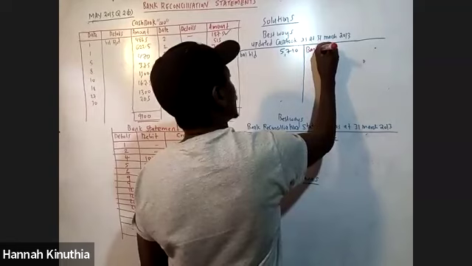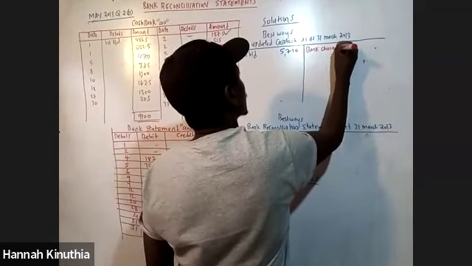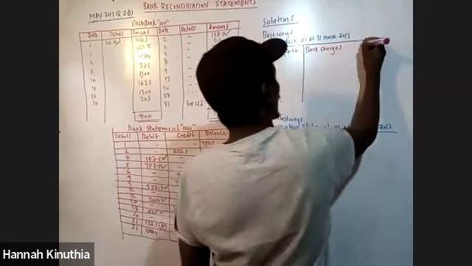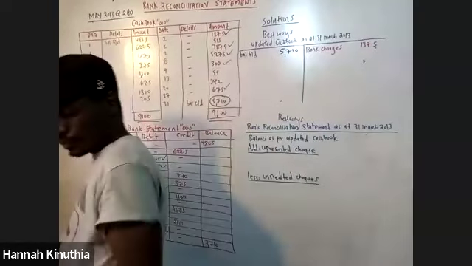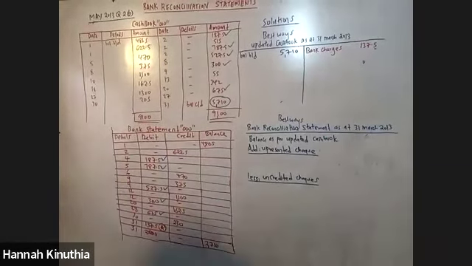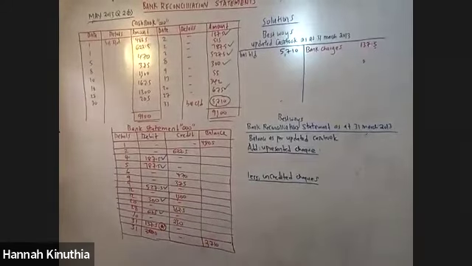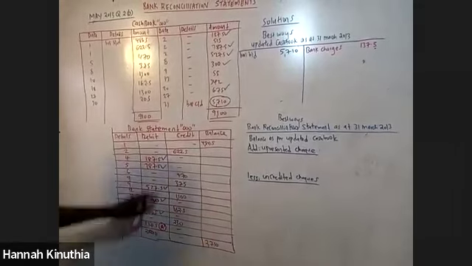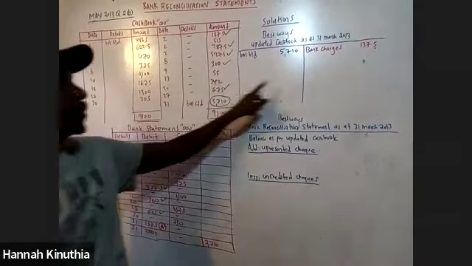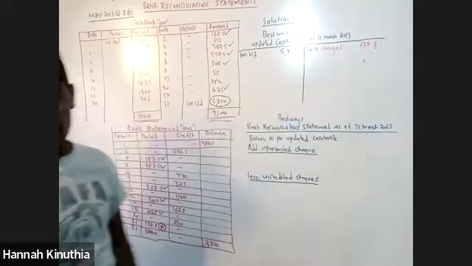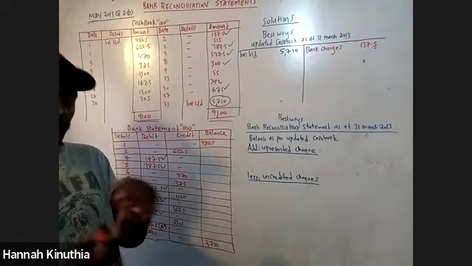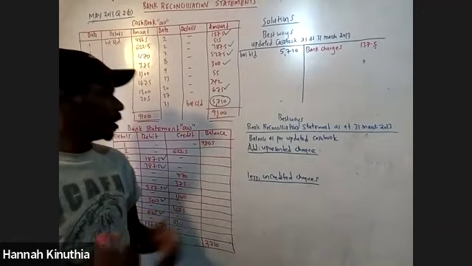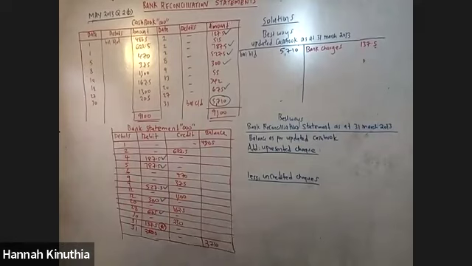We put bank charges 137.5. So we have finished that side. Then we go to the other side. It was recorded in the bank statement, but it was not there in our cash book, so we have laid it on the credit side of our cash book. Are we together? Yes.